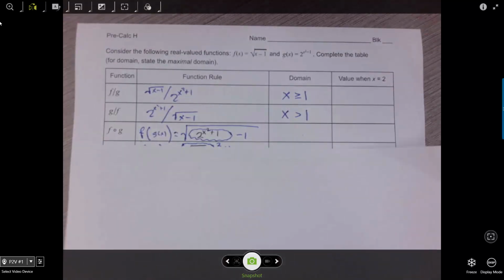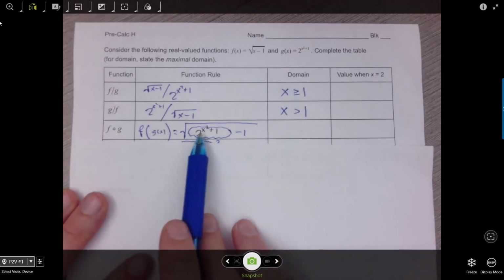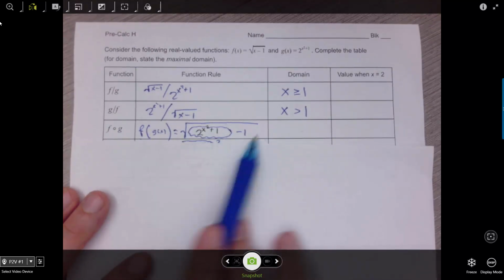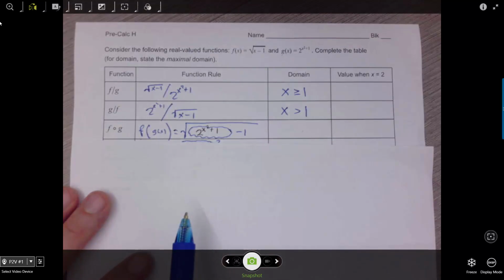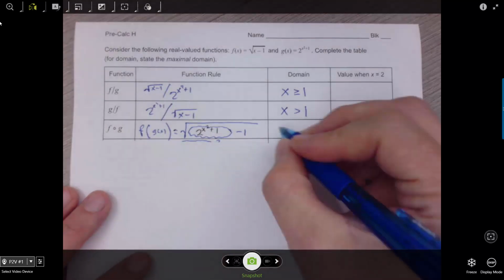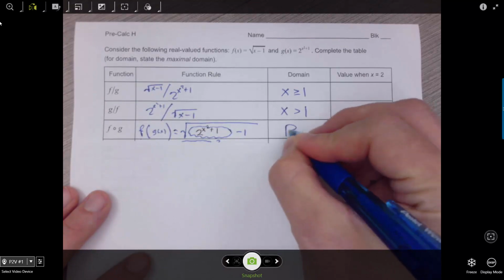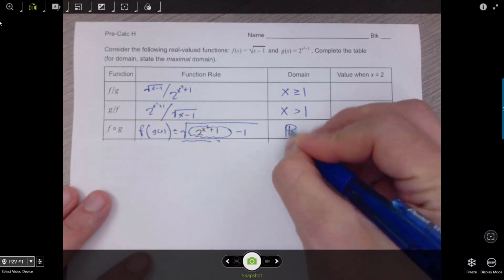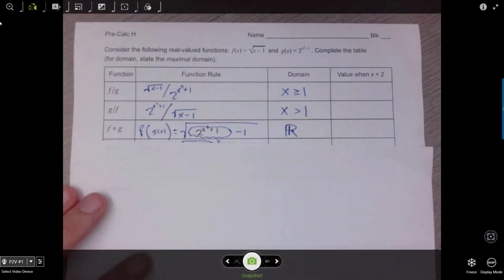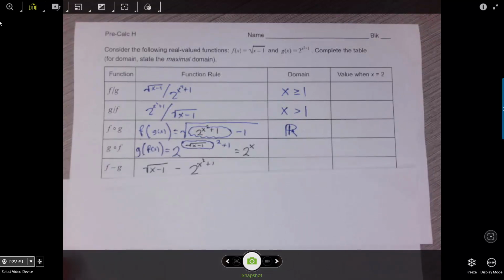Okay, so long story short about this one, we were worried about whether the inside of the square root could ever be negative. We figured out that it can't ever be negative. So what that means is that the domain is all real values. So you can draw a fancy R. All right, let's do another one.